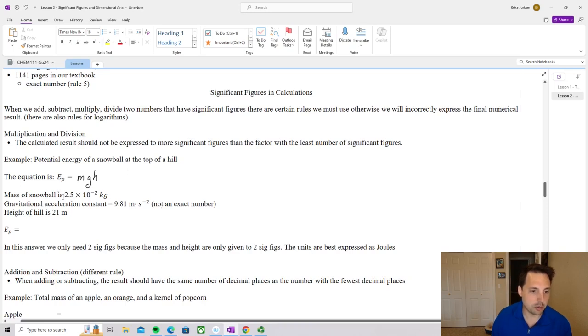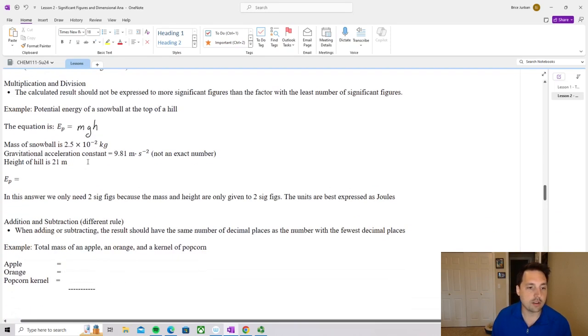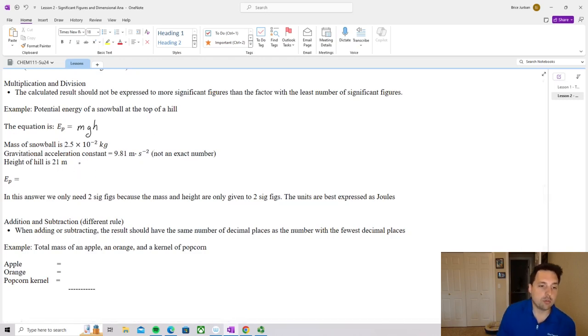Now, here we have the mass of a snowball. It's 2.5 times 10 to the negative 2 kilograms. So roughly 25 grams. We have a gravitational acceleration constant on average as 9.81 meters per second squared. And the height of the hill is 21 meters. When we go to do this calculation, we have 3 values that are multiplied by each other. So 2.5 times 10 to the negative second times 9.81. And I'm going to write our units in here as well.